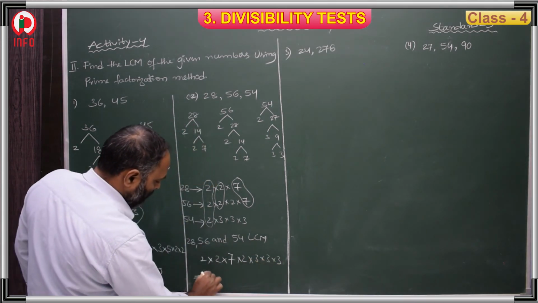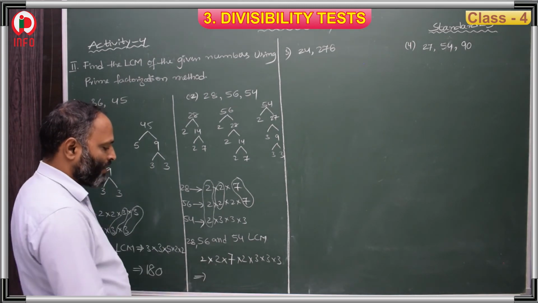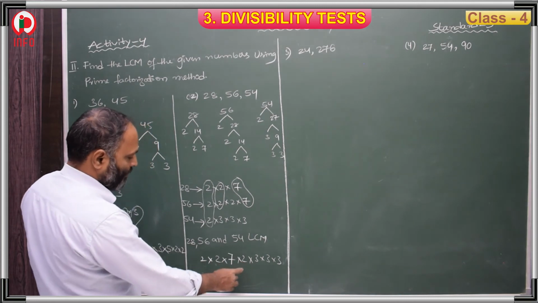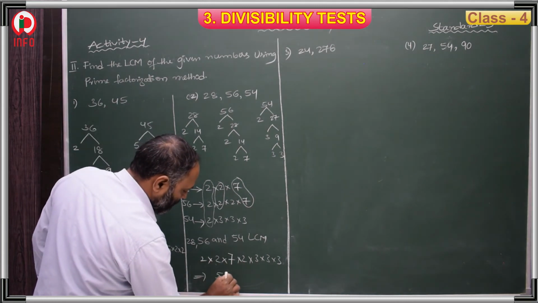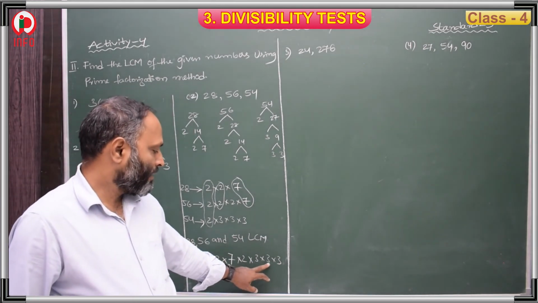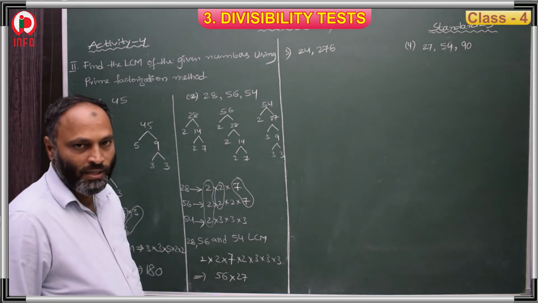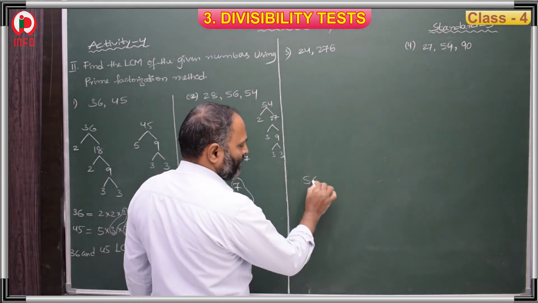Now we have to multiply. 2 2s are 4, 4 7s are 28, 28 2s are 56. Till here 56. 56 into 3 3s are 9, 9 3s are 27. So 56 into 27. Multiply 56 with 27.